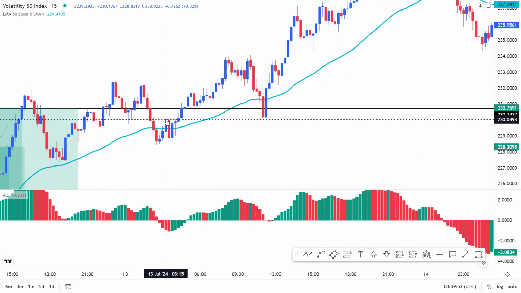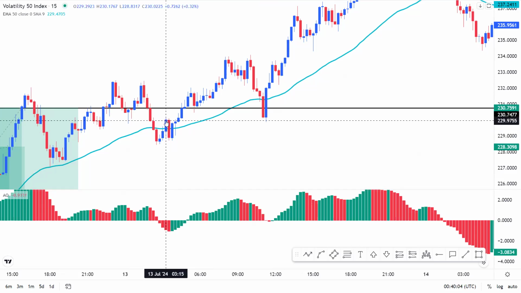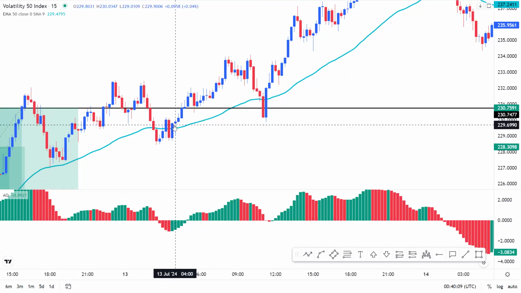At that point, do we have rule number two also met, where we need to see the awesome oscillator indicator cross from negative to positive? No, you can see the awesome oscillator indicator is still trading at negative at that point. So we'll keep waiting till both rules are met. Right here, not yet.